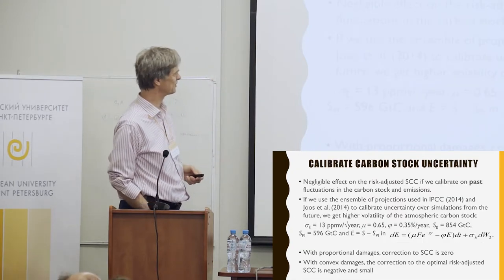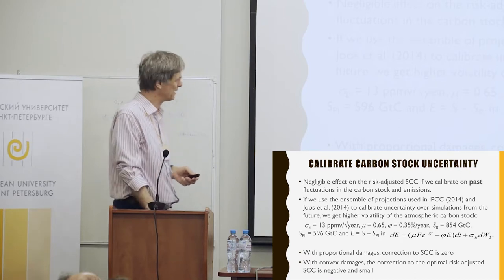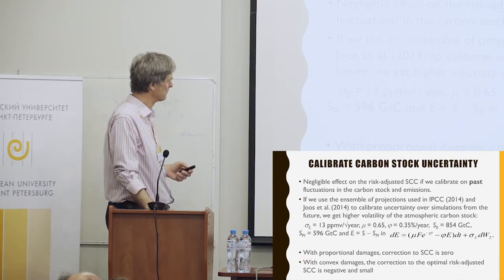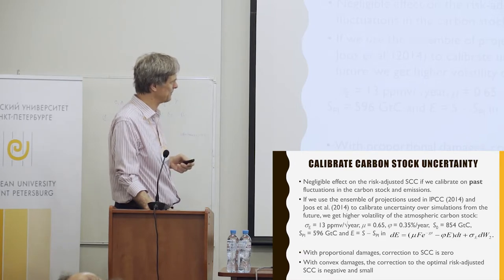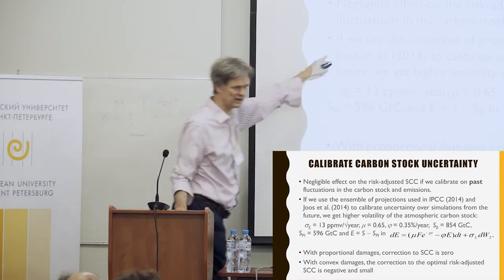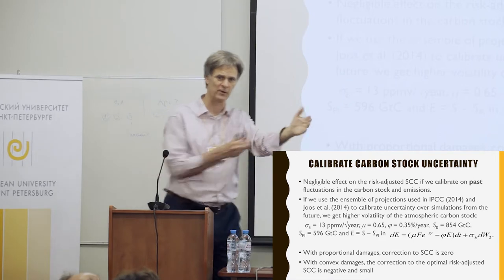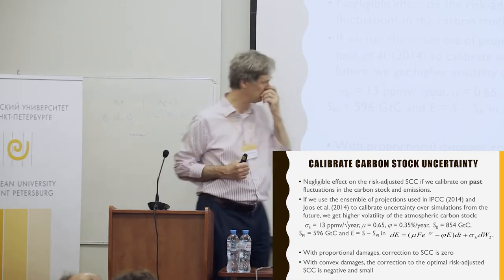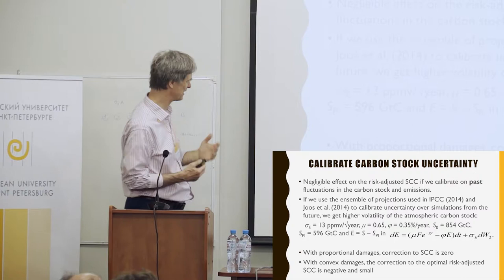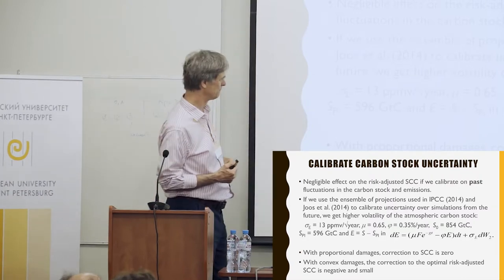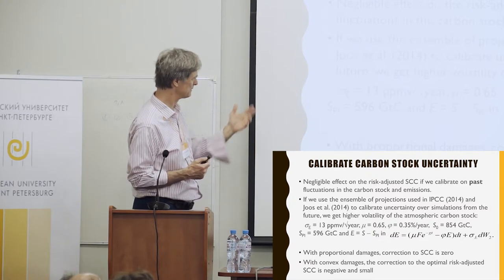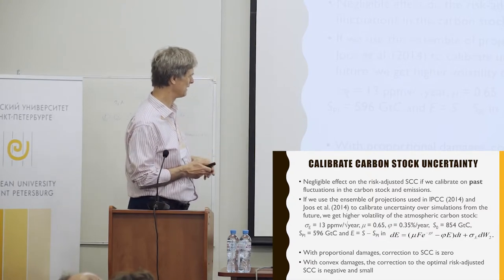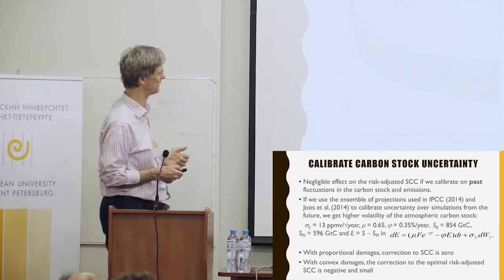A bit on calibration. I do very quick calibrations, which is a bit unusual. I use the ensemble of projections of the IPCC, and also the study by Joos et al., which has a four-box model, not a two-box model like in Golosov. We try to fit it. We try to fit the volatilities, which are always per square root here. We try to fit the mean, we try to fit the rate of decay. But maybe the best thing is to show a picture.